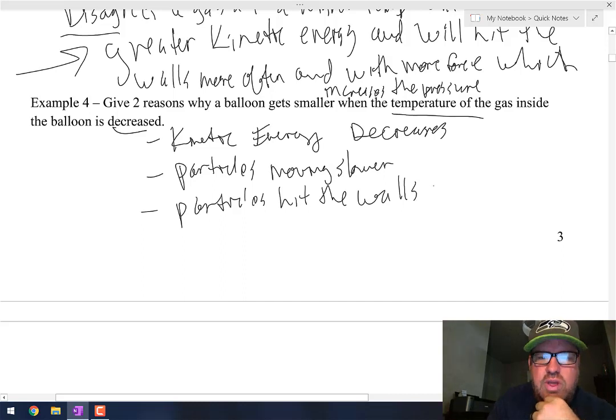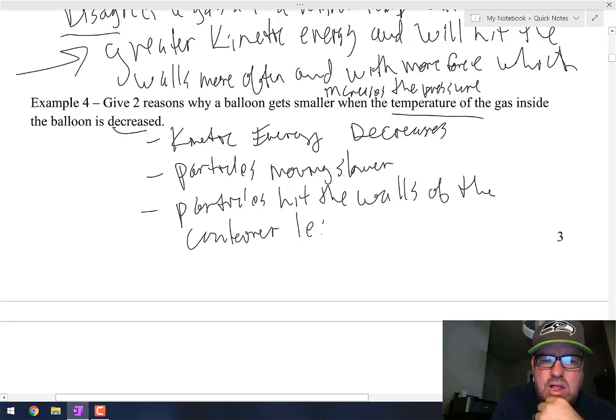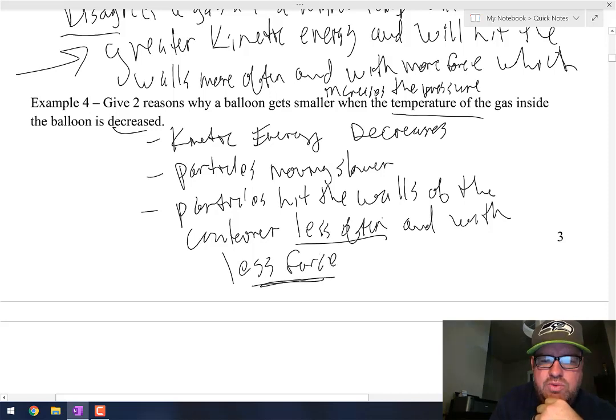And you could also say particles hit, this is really what I'm looking for when I say the 2, hit the walls of the container less often and with less force. Those are really the 2 that I was looking for. How did we get to there?